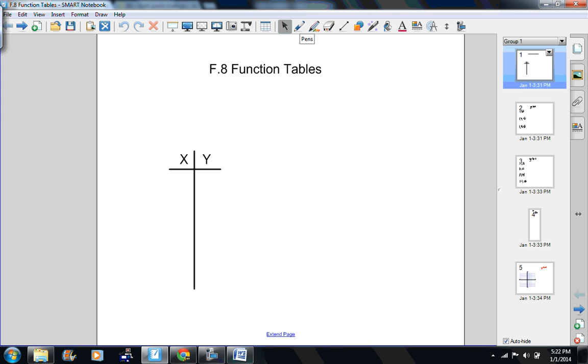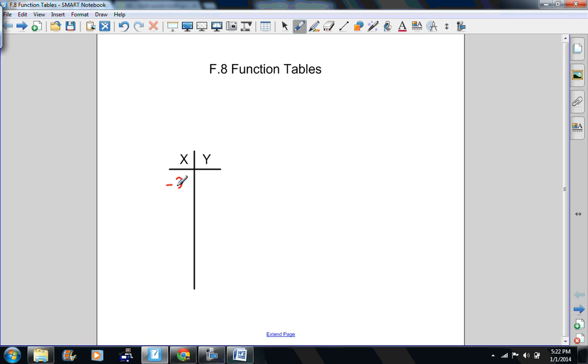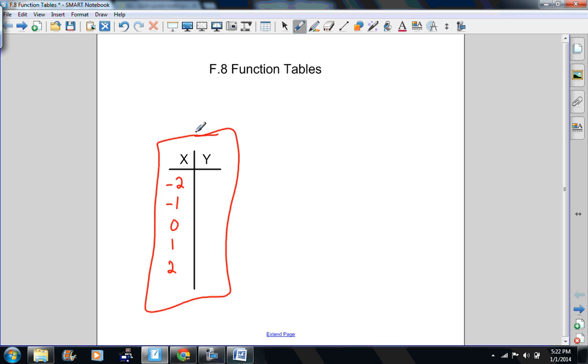So the idea is we're going to be given an equation, and we're going to be trying to make a function table. And the way we make our function tables is that we make our x's and our y's right away. But we pick the x's, and we want to pick these x's. Now, these are not the only possible x's that you could pick, but these are the easiest. So if you show me this right there, okay, and then we find the y's, you can get a piece of candy.